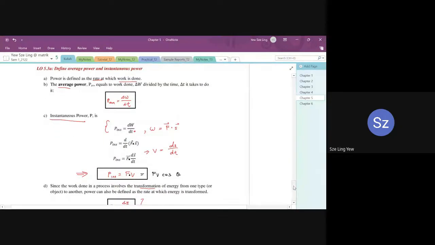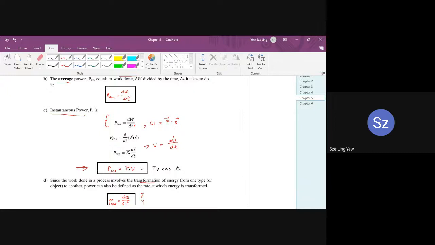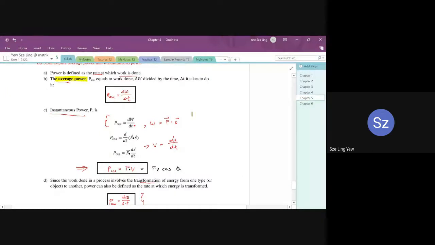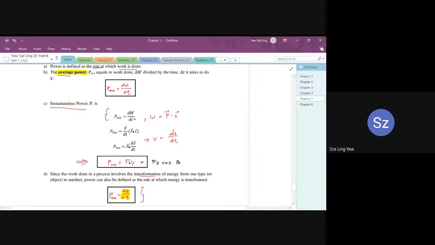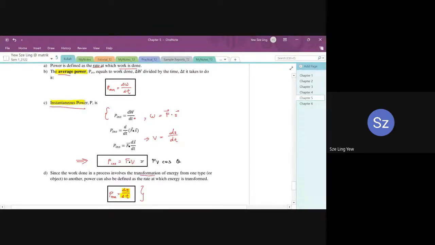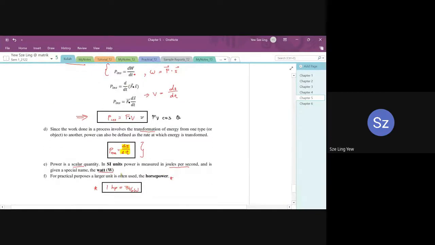For power, there's basically nothing much to learn. All you have to know is the equations. The equations P equals delta W over delta T and delta E over delta T are for average power. Another equation, P equals F dot V, is for instantaneous power. Lastly, another unit we often see in university and real life is horsepower. For example, your aircon, 1 HP or 2 HP, refers to horsepower. 1 HP is equal to 746 watt.